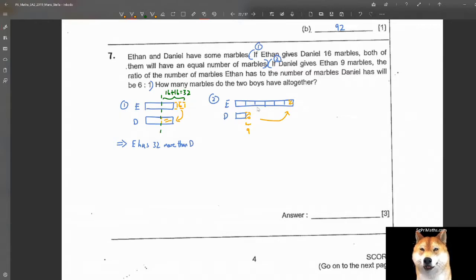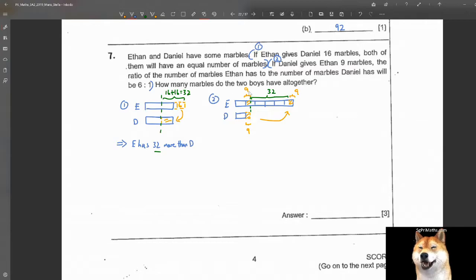Okay. But in the first place, we also know that Ethan has 32 more than Daniel. So comparing the original number of marbles they have at the start, which is here, until here, this is the amount that Daniel gives Ethan. So this is 32. Then looking at the model, we know this is 9. And this part here is also 9.